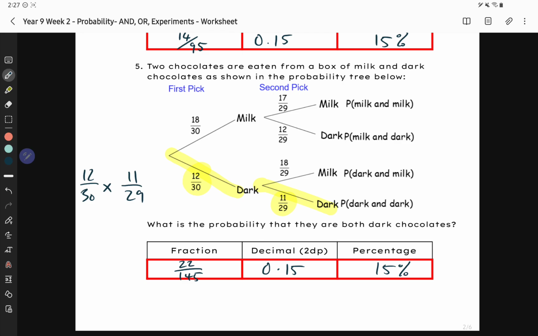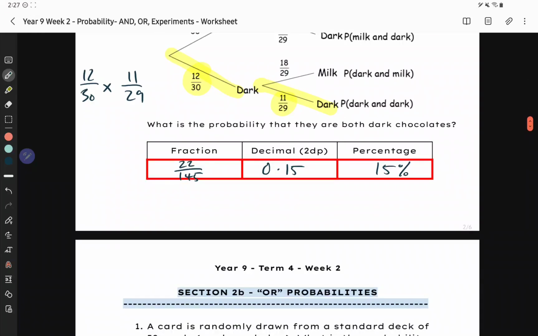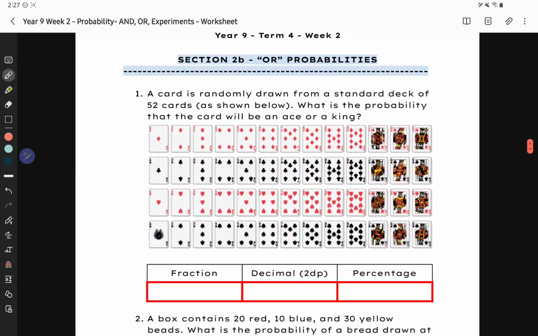All right, onwards. Section B. A card is randomly drawn from a standard deck of 52 cards. What is the probability that the card will be an ace or a king? So if I'm saying one thing or another thing, I can add both of those probabilities up. So what's the probability of me getting an ace? There are 4 aces in a deck. So that's 4 out of 52 cards.